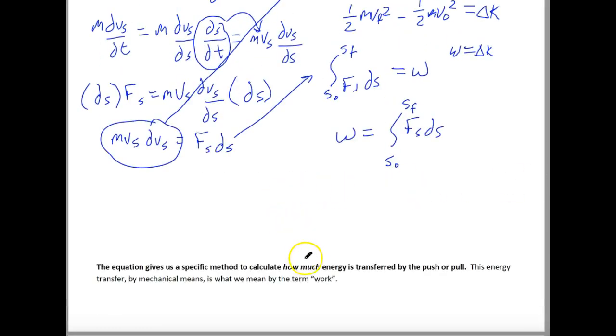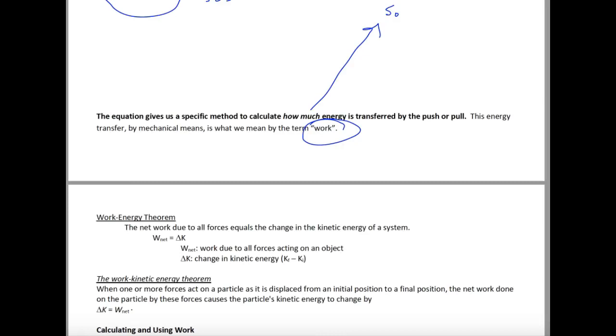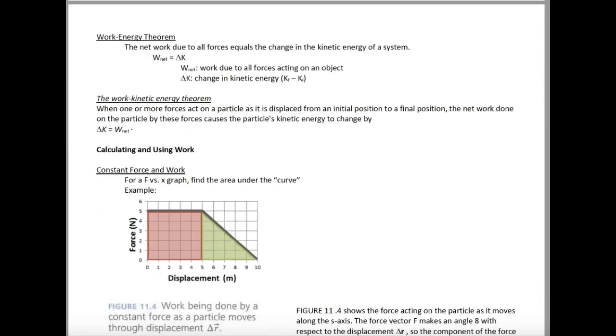So this equation gives us a specific method to calculate how much energy is transferred by a push or a pull. So that energy transfer by mechanical means is what we mean by the term work. So now you should have a better idea of what work is. The work energy theorem is what we just went through and did the derivation for, and it just means that the net work is equal to the change in kinetic energy. So work due to all the forces acting on the object is the F net, and the change in kinetic energy is just K_f minus K_i.